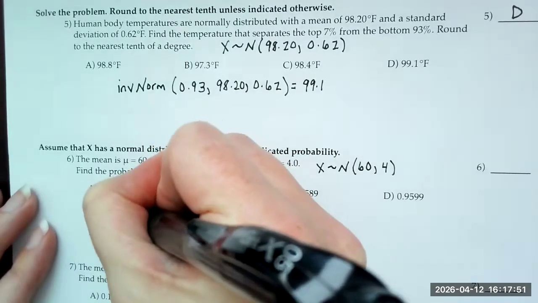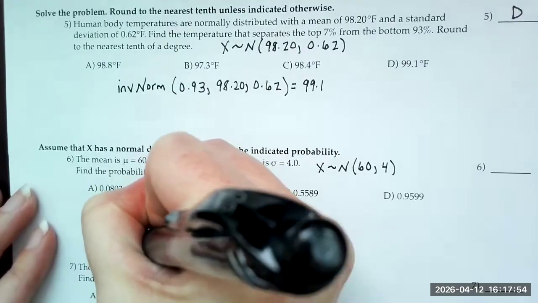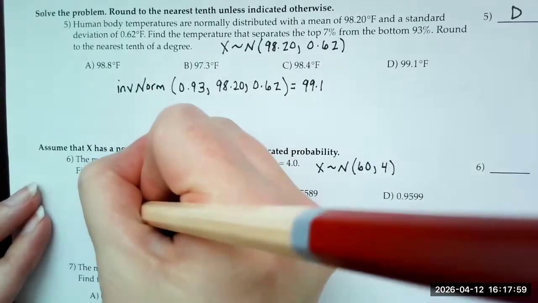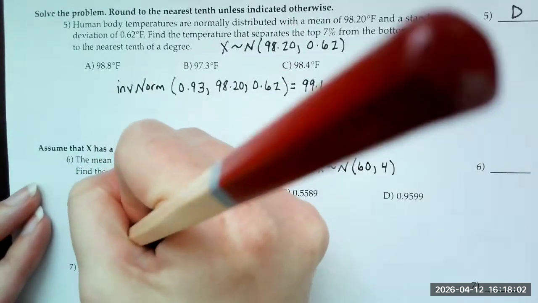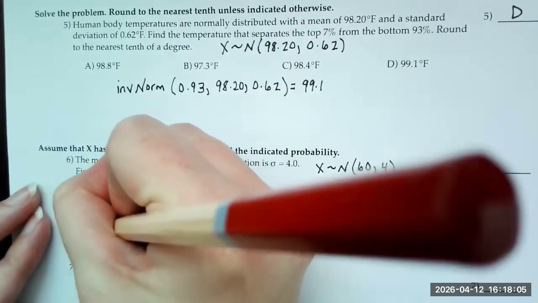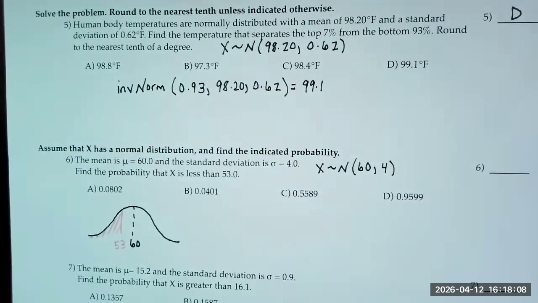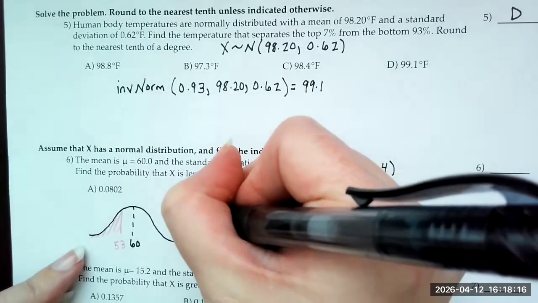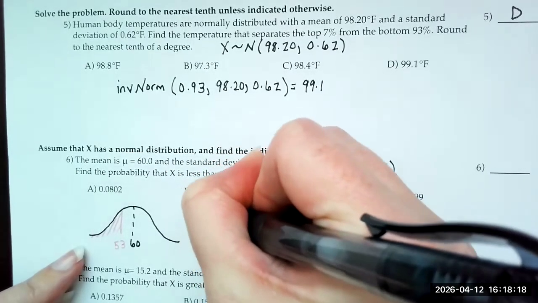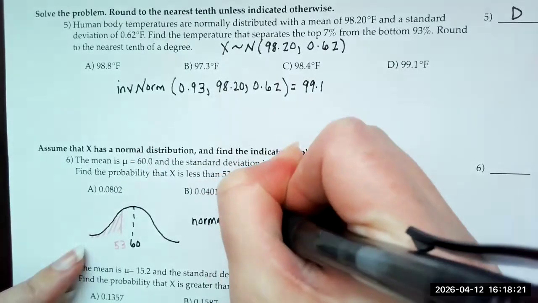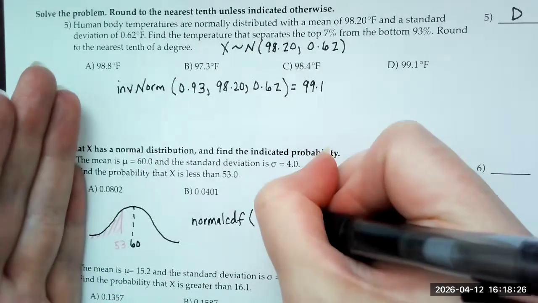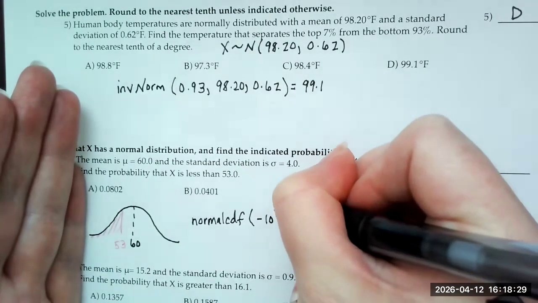So we're going to put the 60 down the middle for the picture. And then they're asking, find the probability X is less than 53. So 53 would be over on this side then. And less than 53, we'd shade over to the left tail. So when we shade the left tail, that tells us when we go to do our normal CDF, that when we're coming from the left, the first number that we hit is negative infinity, and we use negative 10 to the 99th power for that.